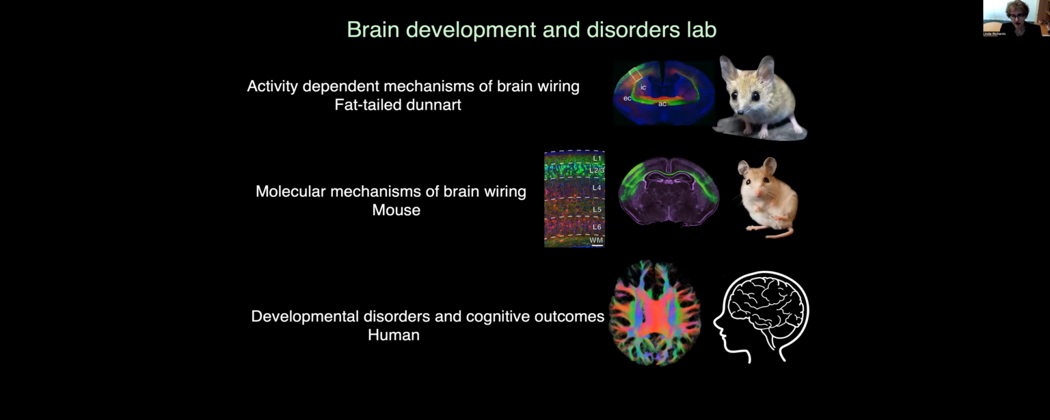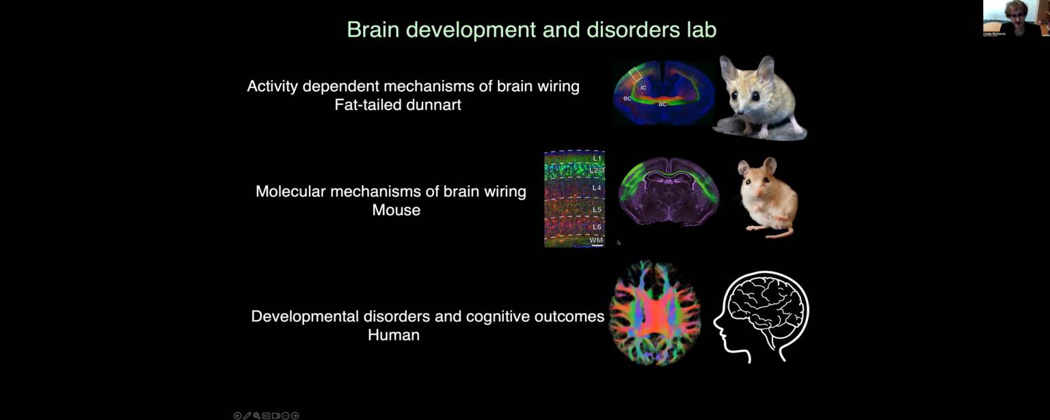There are three main areas of the lab. The first area is to study activity-dependent mechanisms of brain wiring in a small mouse-sized marsupial called a fat-tailed dunnart. Now, dunnarts are an amazing animal to work with. They have their babies at a very underdeveloped stage, equivalent to around embryonic day 10 in a mouse or a 7-week gestational human, and their babies develop in the pouch, so we can study them while they're developing.